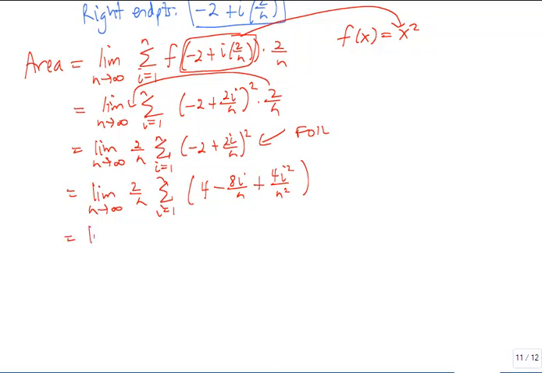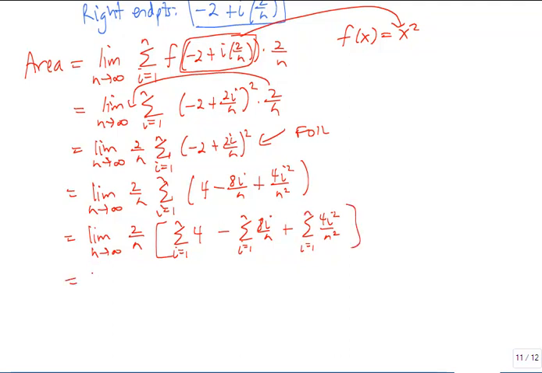Okay? Now what I'm going to do is break up each of these three pieces into three different sums. Leave this 2 over n out front and use brackets, and I'm just going to take the sum of the 4 minus the sum of the 8i over n plus the sum of the 4i squared over n squared. And then I'm going to pull out front of those individual sums any constants like 4's and n's that don't need to be there.